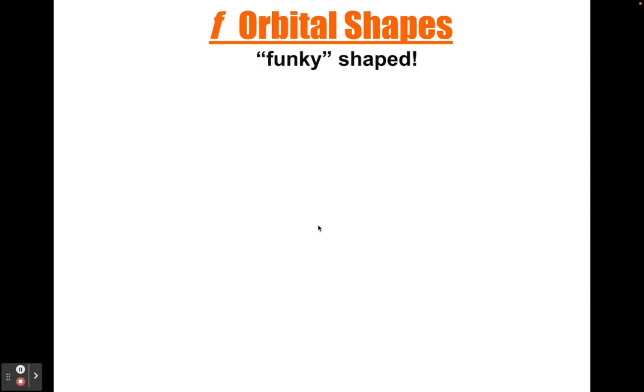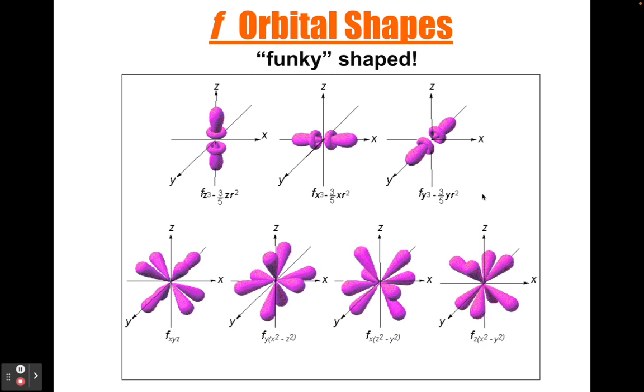And then f, the final orbitals that we're going to be looking at, the final sublevel is the f sublevel, where it has f orbitals. And you can remember these as funky shaped because here they are. So these are the f orbitals.